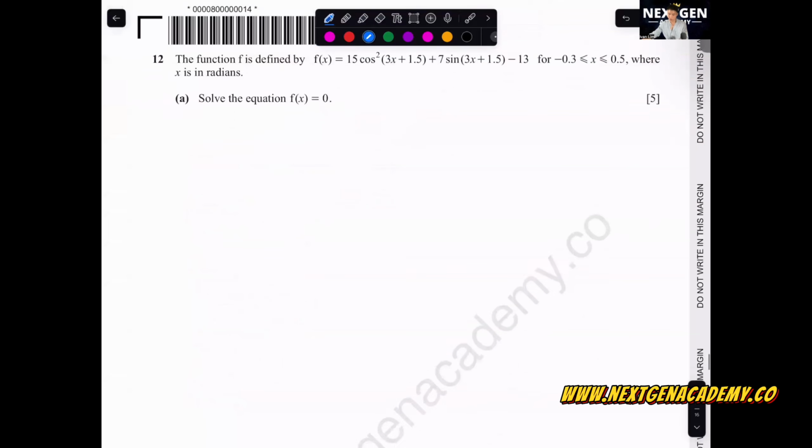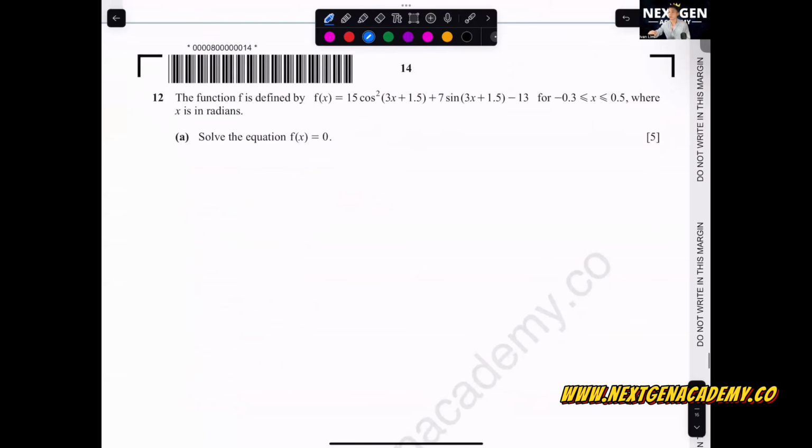Okay, question 12. 5-mark question. The function f is defined. f(x) is this long equation where x is from negative 0.3 to 0.5, where x is in radians. Solve the equation f(x) equals 0. Okay, what can we do over here?